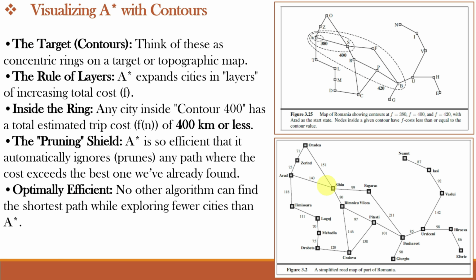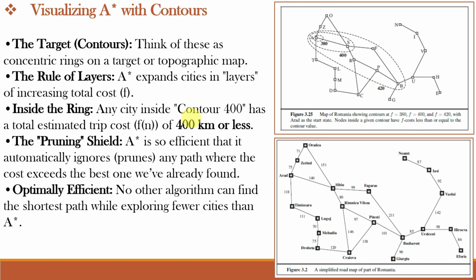Now that we have seen the maths, let us look at the big picture. This map shows how A star actually moves through space using something called contours. Think of these lines like layers of an onion or rings on a target. Each ring represents a budget. For example, this ring labeled 400 contains every city where the total trip cost F is estimated to be 400 kilometers or less.